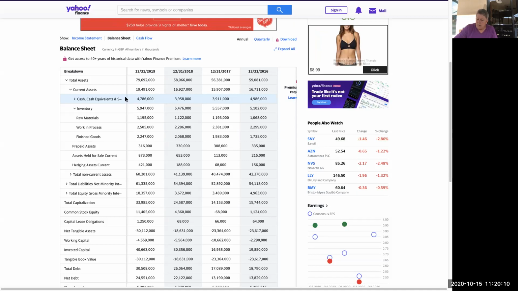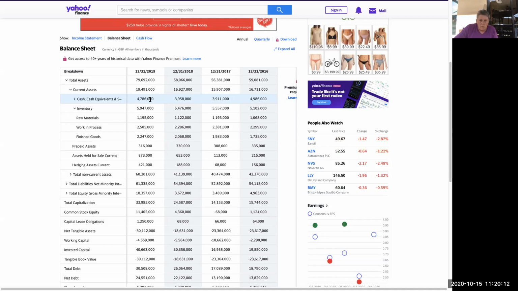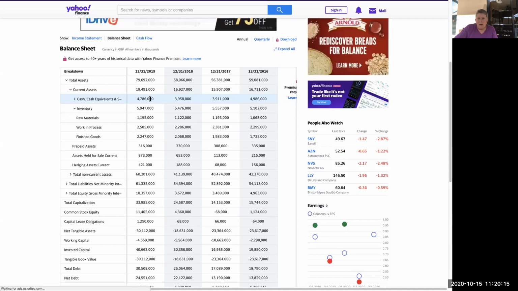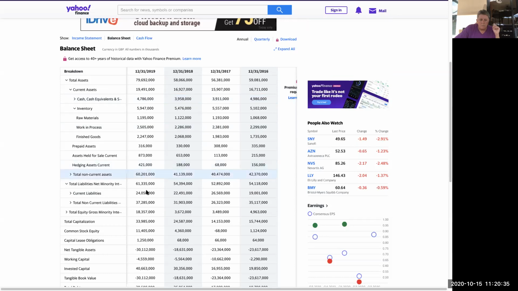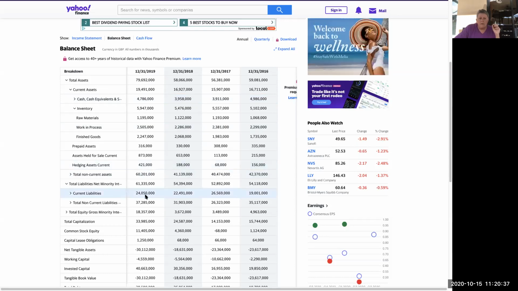So we have to divide that $4,786,000 by current liabilities. This is how much money we have to pay within 90 days, what will come due within 90 days. So now we have to go down to current liabilities. We have to divide $4,786,000 by $24,050,000. And when you do that, you get 0.199.